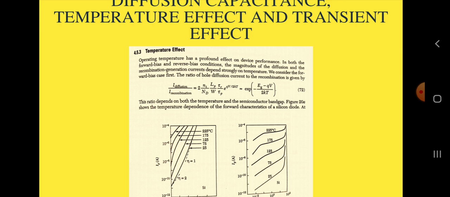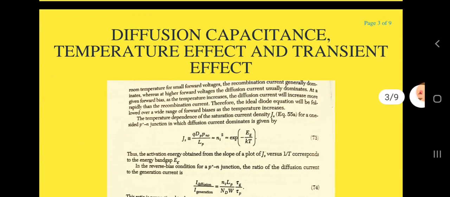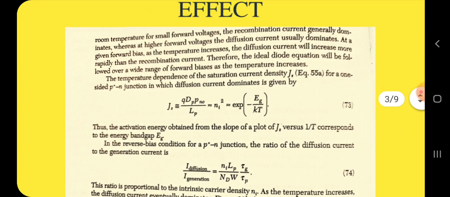The temperature dependence of the saturation current density Js for a one-sided p-n junction in which the diffusion current dominates is given by Js, as shown over here, nearly equal to q Dp pn0 divided by Lp. This is equal to Ni squared over Nd, which is nearly equal to exponential of minus Eg by kT. Thus, the activation energy obtained from the slope of the plot of Js versus 1 by T corresponds to the energy band gap Eg.